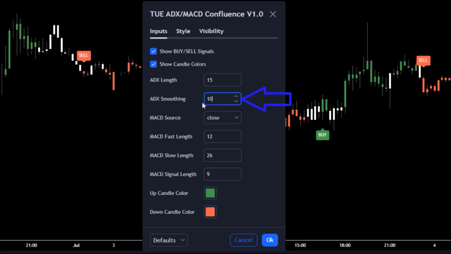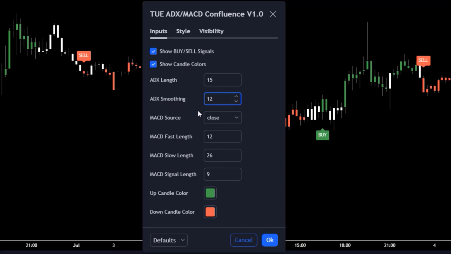By default, the ADX smoothing parameter is set to 10, which works well for stocks and Forex. However, when it comes to crypto trading, I personally prefer to increase the ADX smoothing value to 12. This adjustment helps to smoothen out the ADX line and filter out some of the inherent volatility in the cryptocurrency market, providing a more reliable trend analysis.